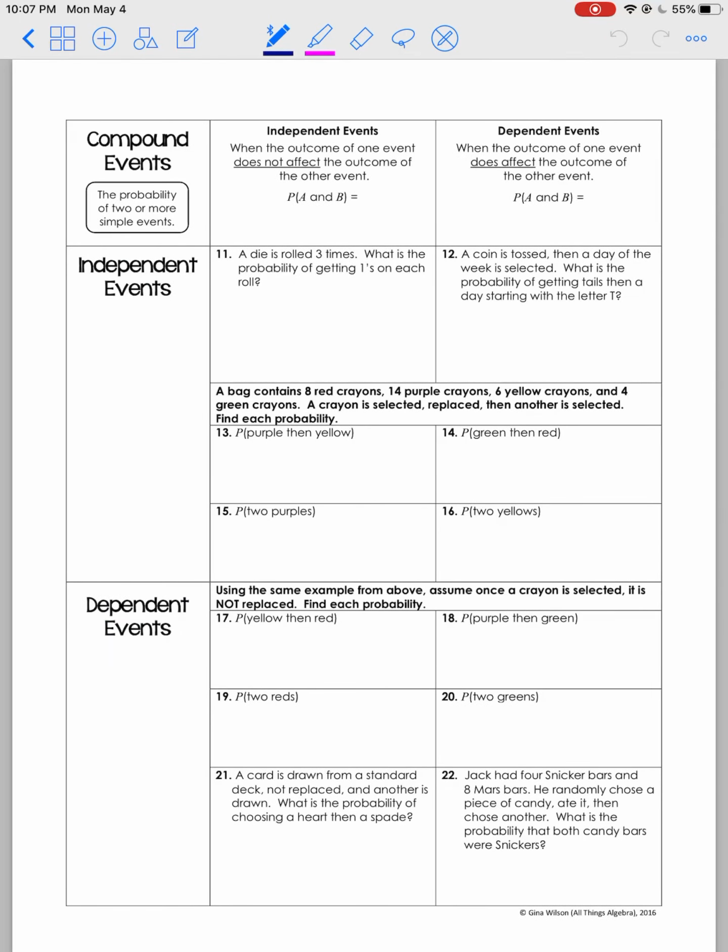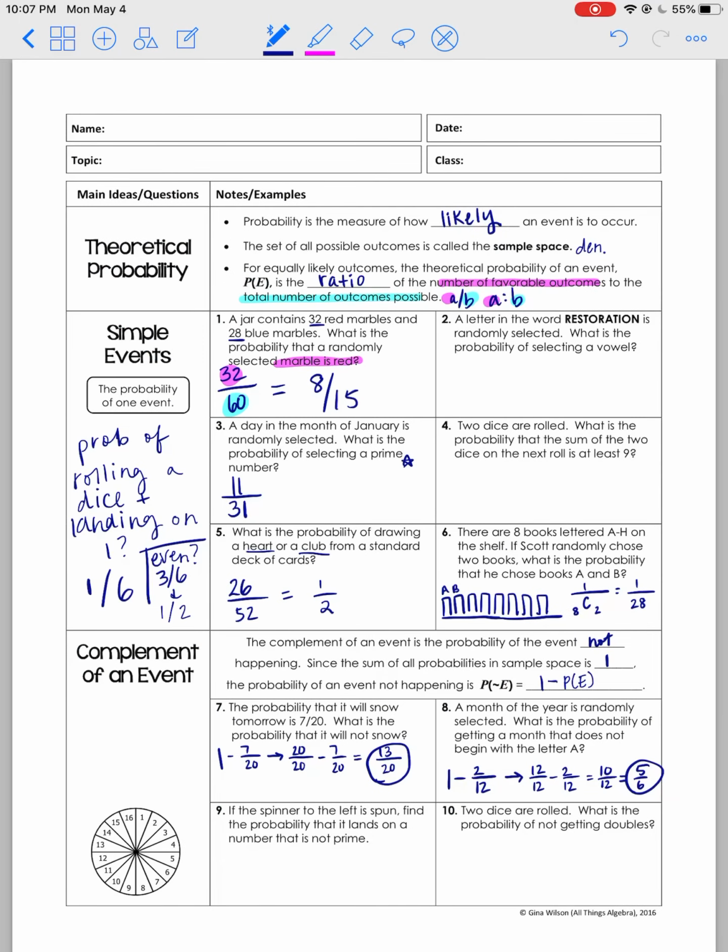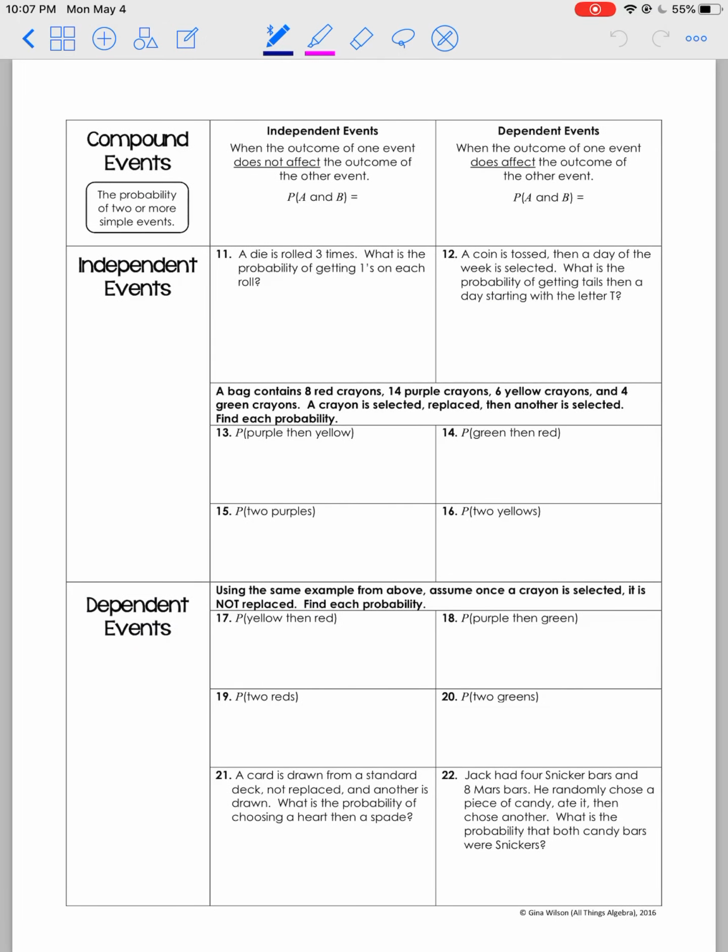We are going to move on to compound events. This would be a really good place, by the way, to stop if you want to break this lecture up. So we have simple events. By the way, the complement of an event is a simple event. It's still the probability of one thing happening. And then compound events are different. So this is a good stopping place. If you're sticking with me, great.